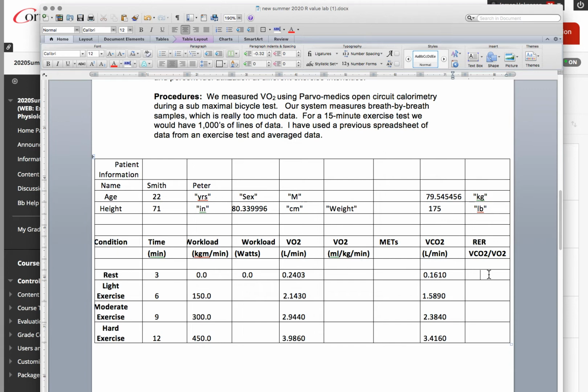So if you got a respiratory exchange ratio of 10, for example, look at your math or look at the numbers, because that's not possible. So the values should be around 0.7 to about 1. Okay, fine. So you'll calculate respiratory exchange ratio.